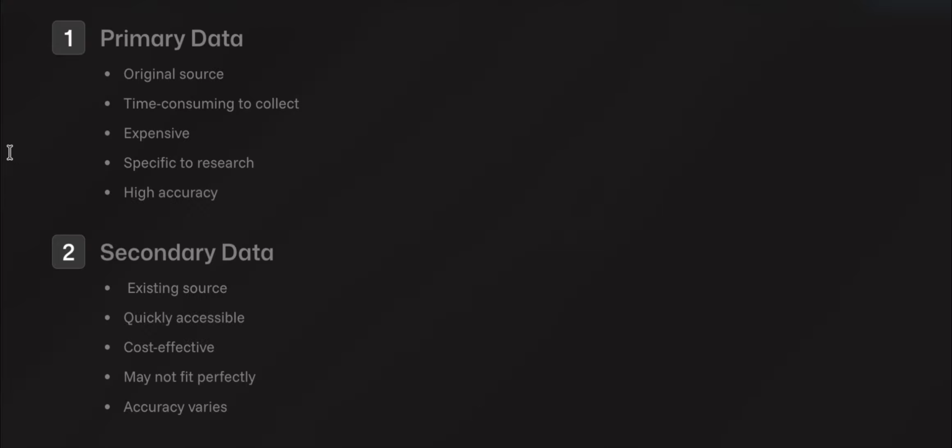Primary data is highly expensive, while secondary data is cost effective. Primary data is specific to the research material, while secondary data may not fit perfectly for research. Primary data is highly accurate, while secondary data may vary in accuracy.